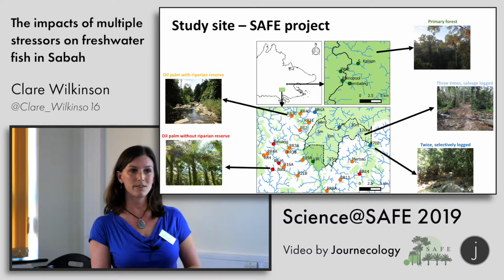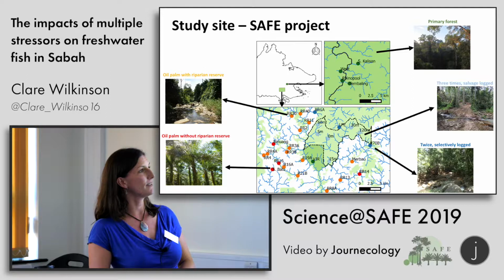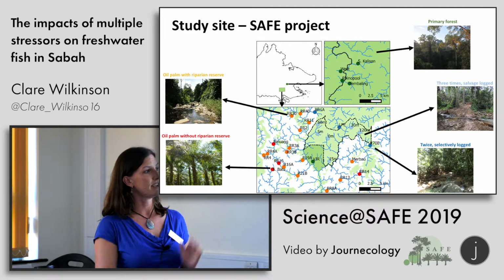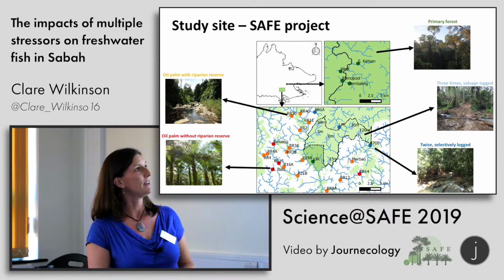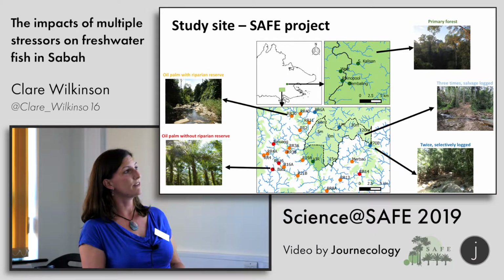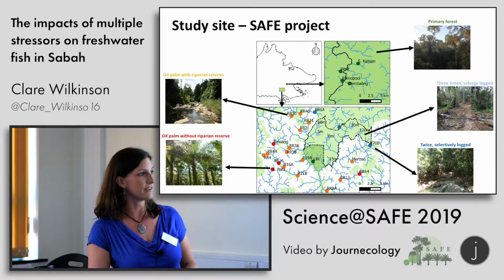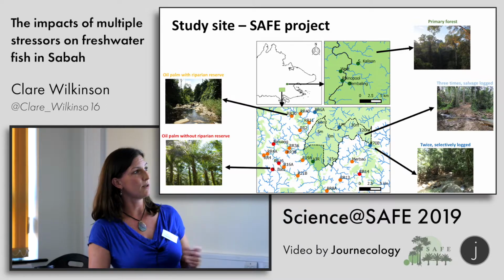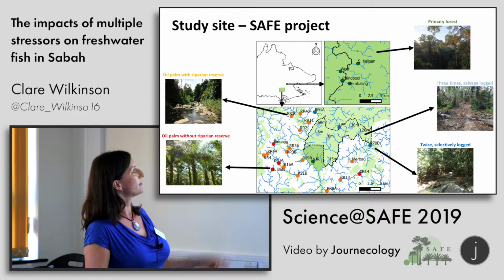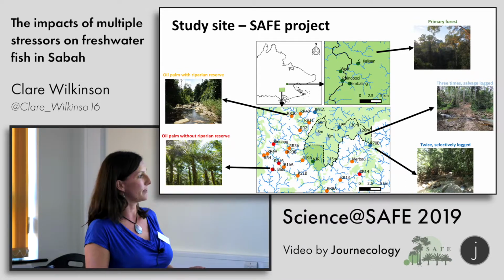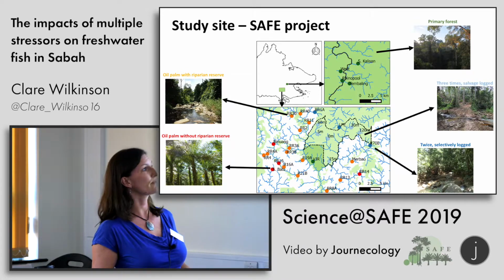We sampled up to 40 streams across the land use area at the SAFE project and mainly split these into 5 different land use types: primary rainforest, 2 different types of logged forest, either twice selectively logged or 3 times logged forest, where the last round was salvage logged, and lots of oil palm plantation streams with and without riparian reserves.